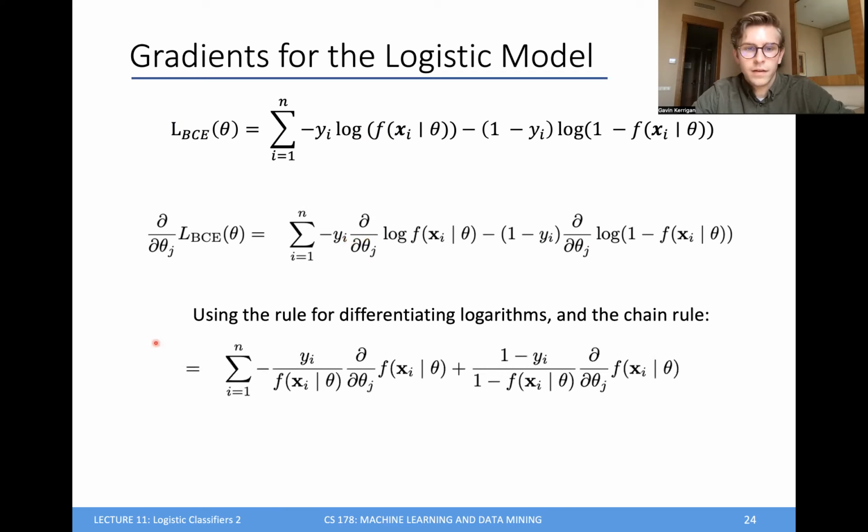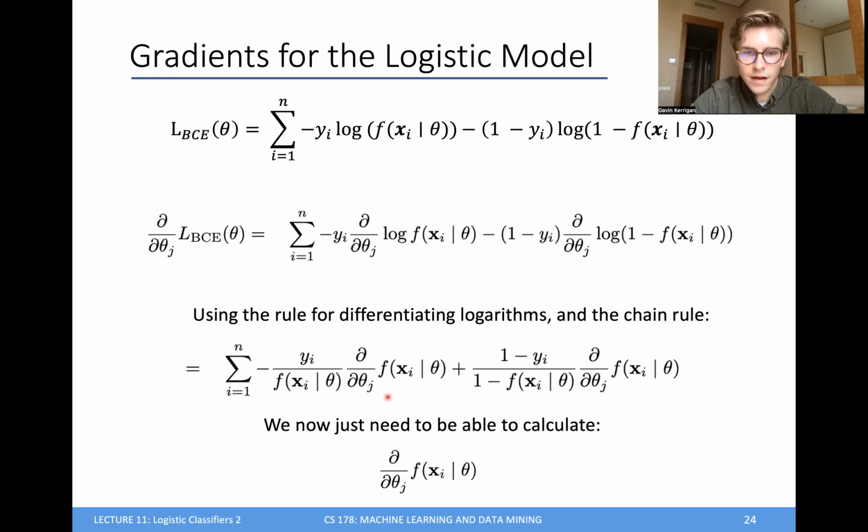Now, using the rule for differentiating logarithms, which is the same rule as in ordinary one variable calculus, and using the chain rule, I get the following expression for this derivative. I'm differentiating, say, log f of x_i with respect to theta j. This is 1 over f of x times the derivative of f. This is essentially the differentiation rule for logarithms right here. And then I'm doing the exact same thing for the second term in my summation as well. So just differentiating these log terms is what happened here.